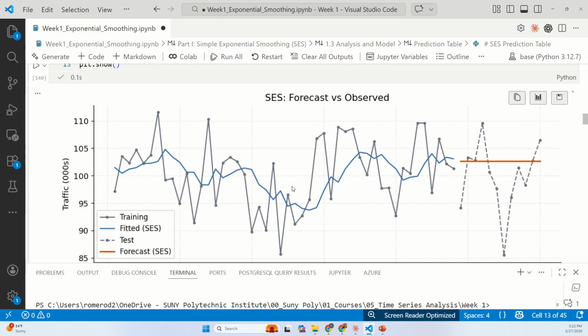So this is a comparison of the fitted values with the real values. And then here you have the dashed lines, the test data, the real test data. And of course, the horizontal line is the prediction of the forecast. And it's a constant, and it's a horizontal line because this is simple exponential smoothing, right? It has only one parameter, which is the level.